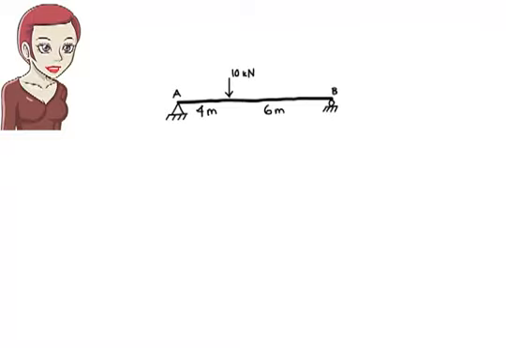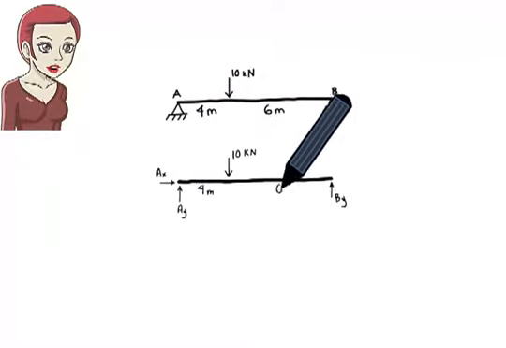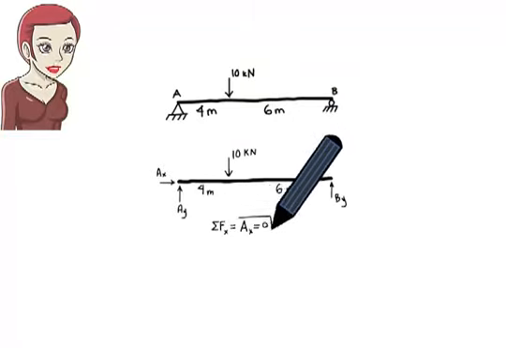Step 1. Find the support reactions. This involves drawing the beam's free body diagram, formulating the equilibrium equations for the entire beam, then solving them for the unknowns.